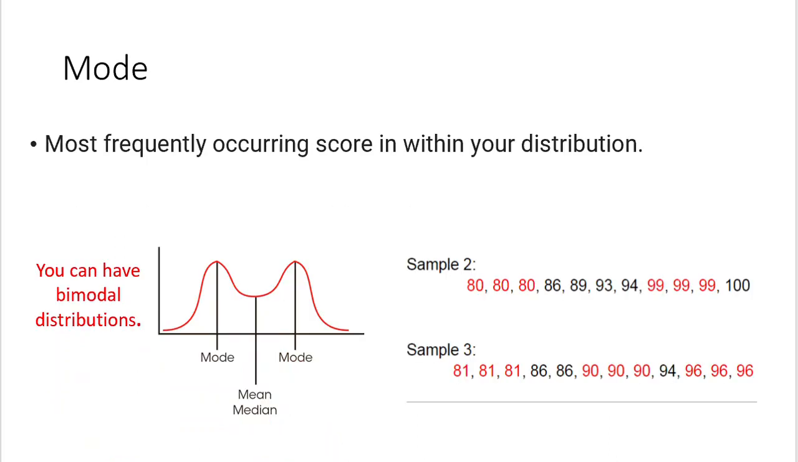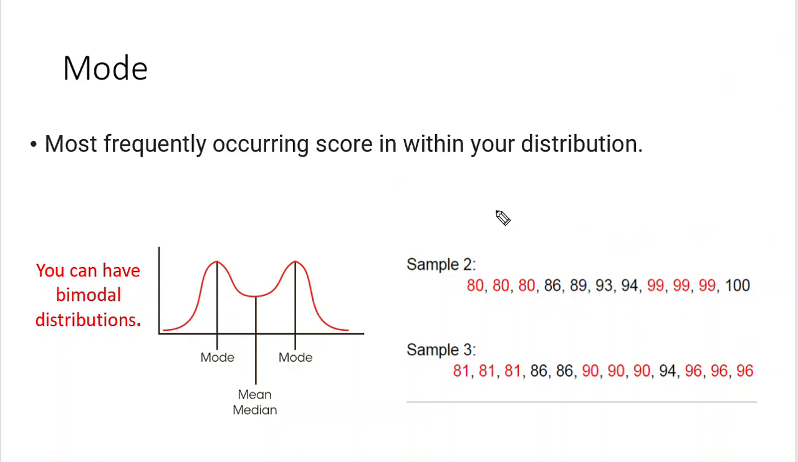Now the mode. The mode is the most frequently occurring score in your distribution. So let's say you have a series of numbers here, and what you would see here is this would represent the mode, where you have these numbers that are most common. So you'd have two modes in this example. But let's say we have a different example, where we have this series of numbers, I should say.